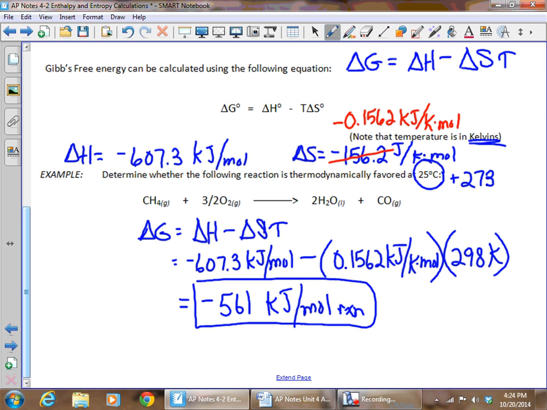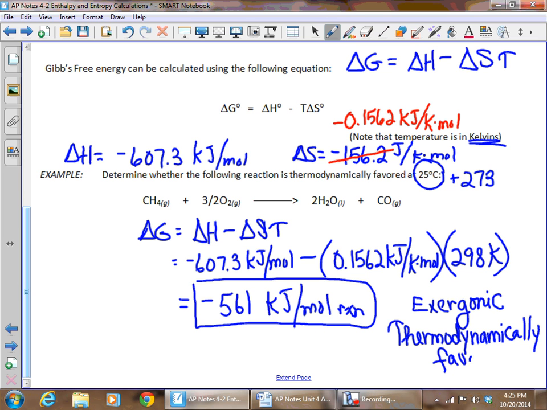And what does that tell us? That tells us that this is an exergonic reaction because it's negative. And as soon as we determine that that is a negative value, exergonic, we know that it is thermodynamically favored. So that's how we calculate on paper whether a reaction will actually occur in real life or not. Pretty cool.